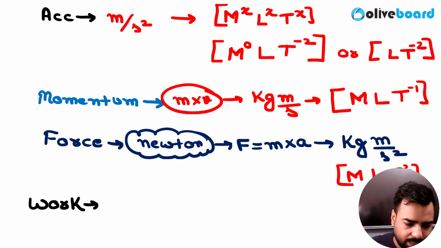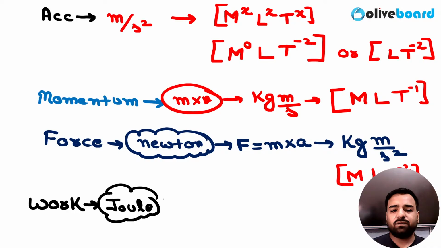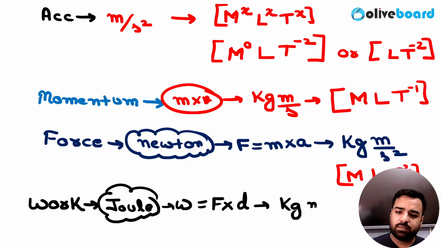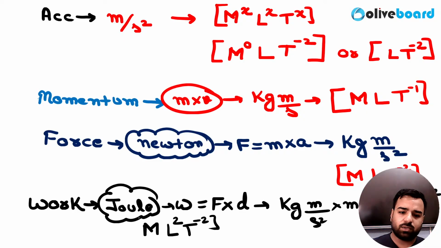Stuck somewhere? Okay, I'll help you out. No worries. So, guys, for the work, the direct answer from joule won't come, right? But we are aware that work is equal to force into displacement. That means it was kg meter per second square, but you need to multiply with the distance or displacement, that is meter again. So it will be kg meter square per second square, which means kg, that is mass, meter, that is length, and second, that is time. So ML²T⁻².